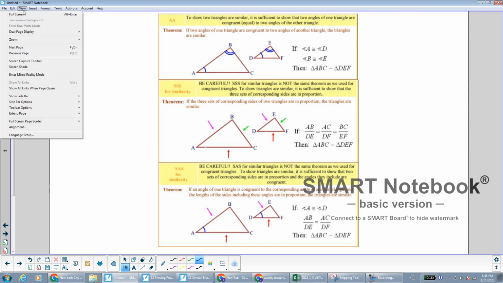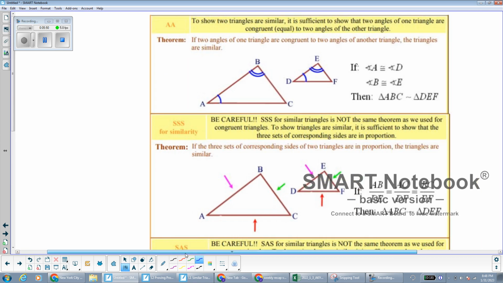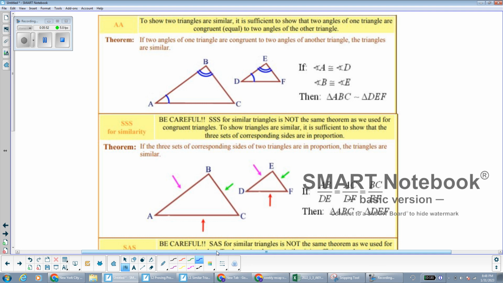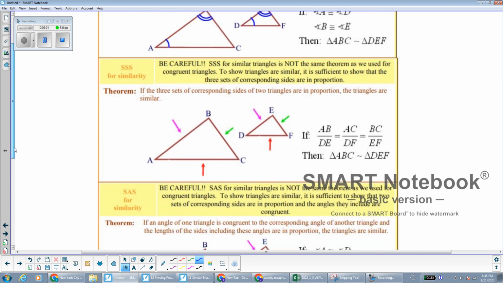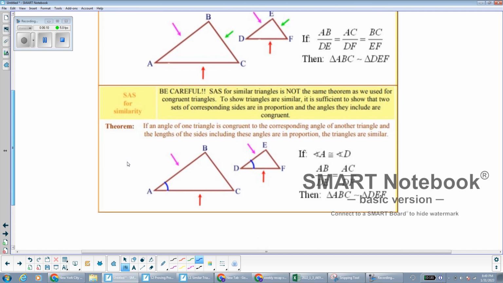Let me zoom this in a bit bigger so that we can see it. Once again, just our three ways of proving triangles similar. We have AA, that's two pairs of congruent corresponding angles. We have SSS, that is three pairs of proportional corresponding sides. And we have SAS, that is two pairs of proportional corresponding sides with a congruent angle in between.